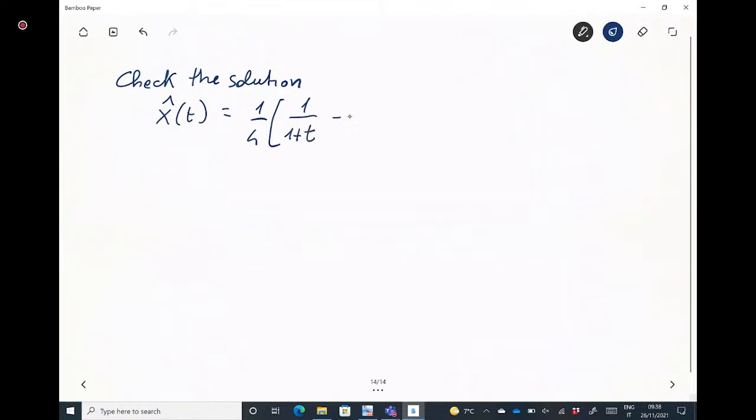Is it minus 1? Right, minus 1, 2 square root of x0 squared. It must satisfy the original differential equation, which is a condition that our solution must satisfy, which allows us to find the solution, okay?